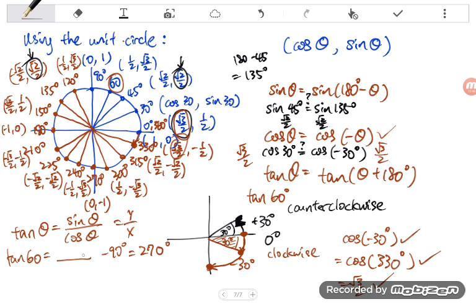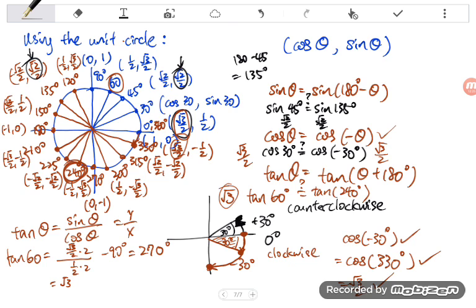So tangent 60 is equal to, my sine value is root 3 over 2. My cosine value is half. So if I multiply the top and bottom by 2, I'll just get root 3. Right? So my tangent 60 degrees is equal to root 3. Now let's look at, is this the same? Is this equal to tangent of 60 plus 180, that gives us 240. So tangent of 240, where is that? So 240 is over here.